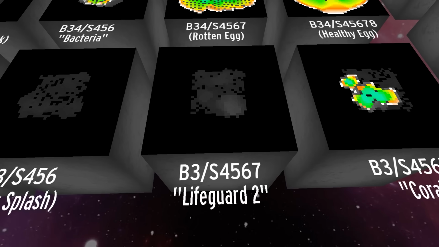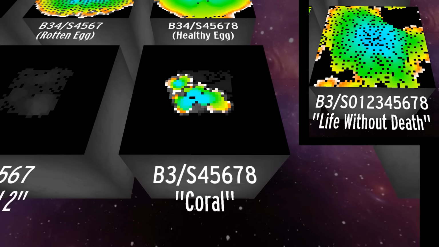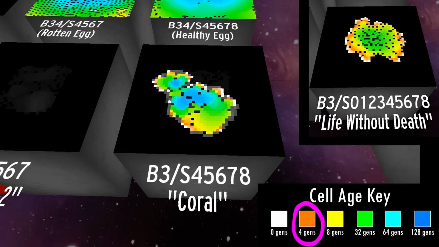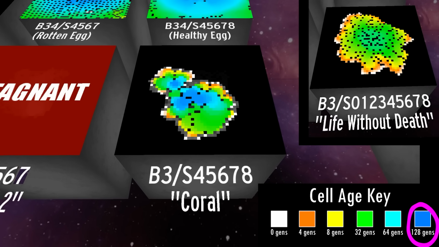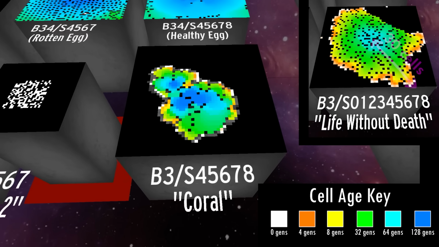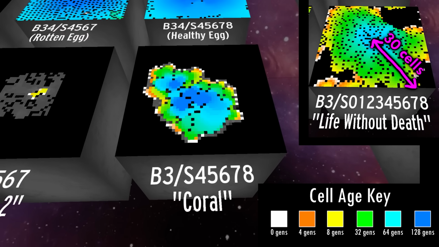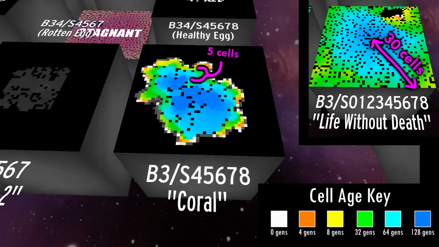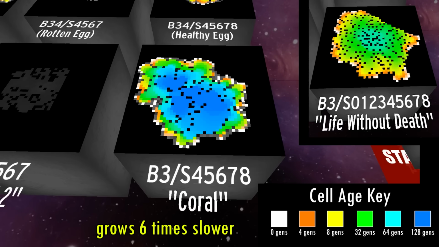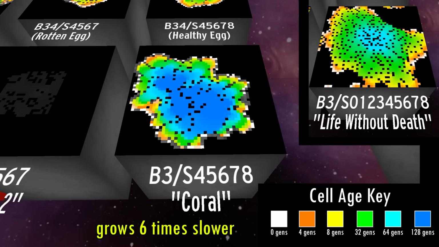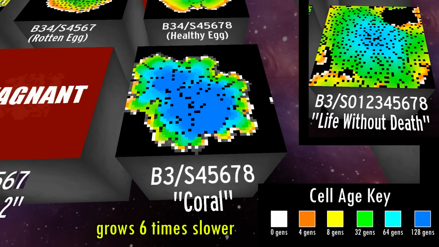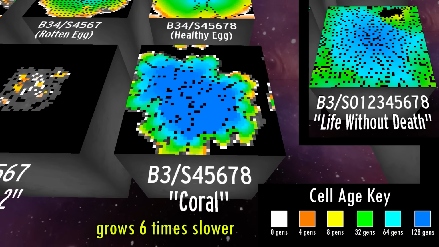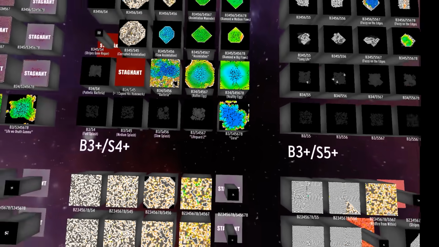But also, I want to point out one last thing I noticed about Coral versus Life Without Death while editing. So as a refresher, orange cells are young at about 4 generations old, and blue cells are old at about 128 generations old. See how the color gradient from orange to blue can span 30 plus cells in Life Without Death, but only perhaps 5 cells in Coral? That just shows that Coral grows about 6 times slower than Life Without Death. And well, I just think it's nifty that a cosmetic change I added actually ended up providing insight on how these universes evolve.